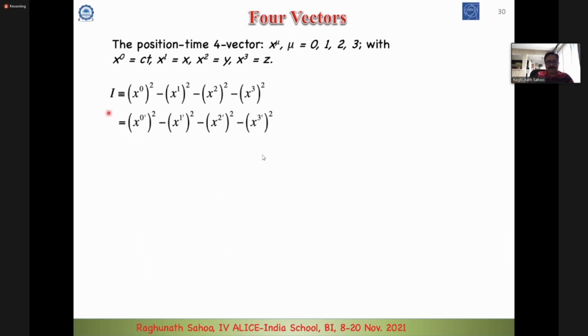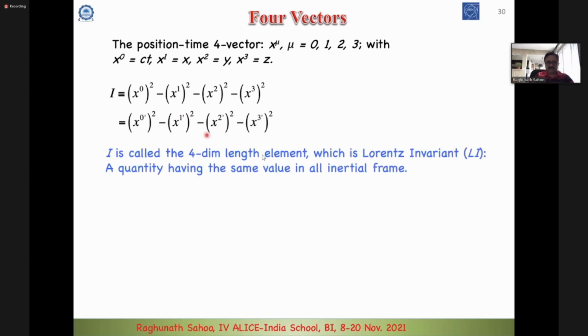So now I can write I as the temporal component squared minus the individual spatial components squared. Using the Lorentz transformation equations which I discussed in my last class, you can show that this is equal to the coordinates squared in my S prime frame, which was moving with some velocity. Both are inertial frames. So this I is called the 4-dimensional length element, which is Lorentz-invariant.